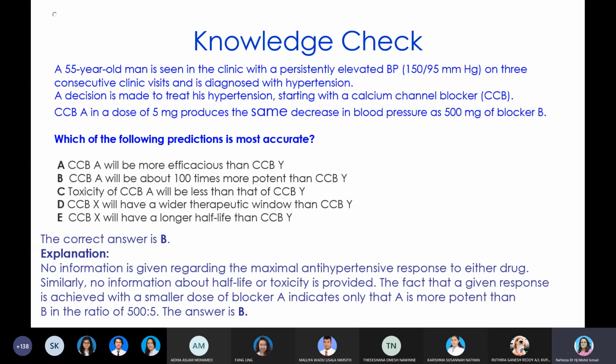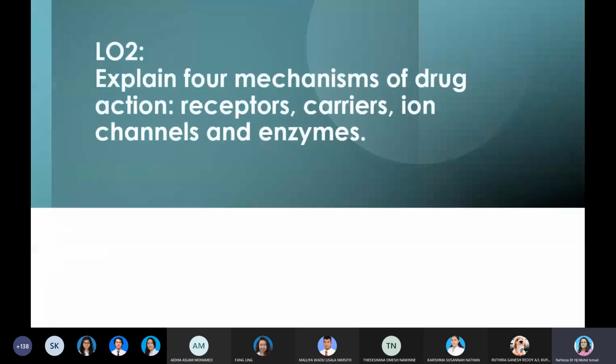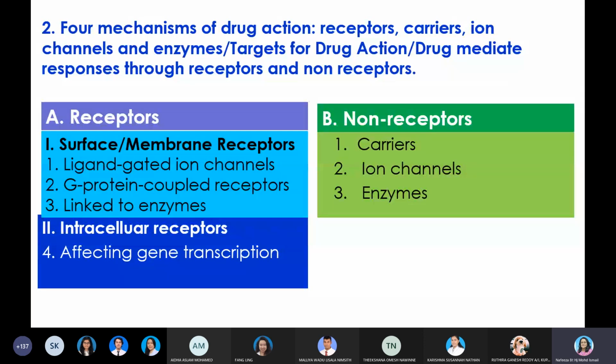Okay, are you clear about potency? Yes, Prof. Good. That's good. Now we move on to LO2. Explain 4 mechanisms of drug action: receptors, carriers, ion channels, and enzymes. These are basically the ways that we know a drug acts. So let's look. There are 4 mechanisms of drug action.